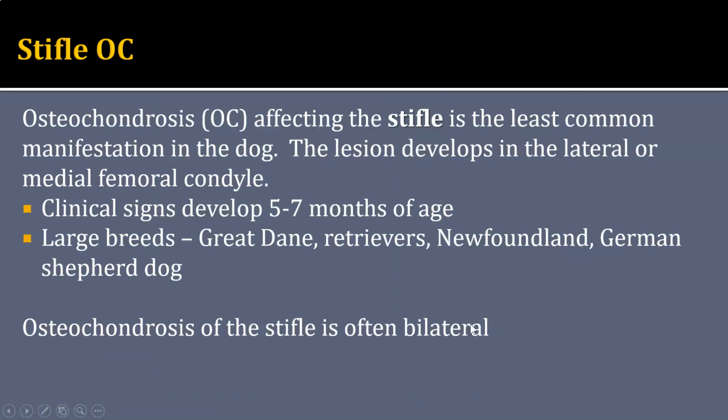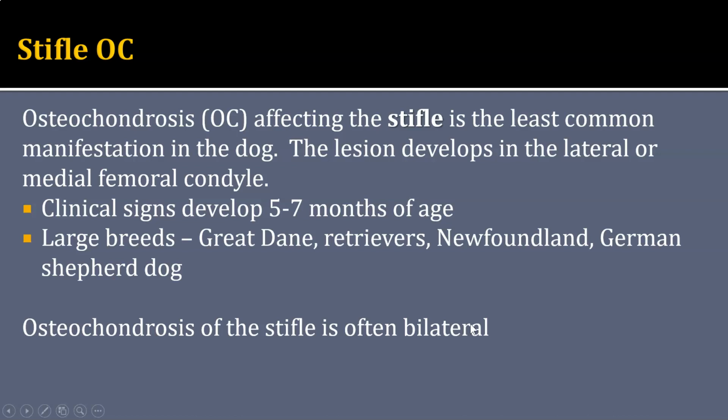Then that brings us to the stifle, and osteochondrosis affecting the stifle is the least common manifestation in the dog. And although it is the least common, it's important to recognize that this can happen and to rule this lesion out in patients that are presenting with stifle osteoarthritis or DJD. Especially you would want to identify this and rule out that the patient has osteochondrosis versus craniocruciate ligament instability.